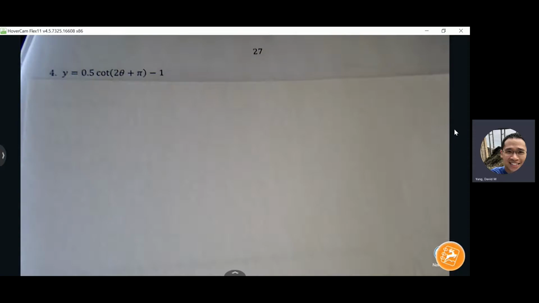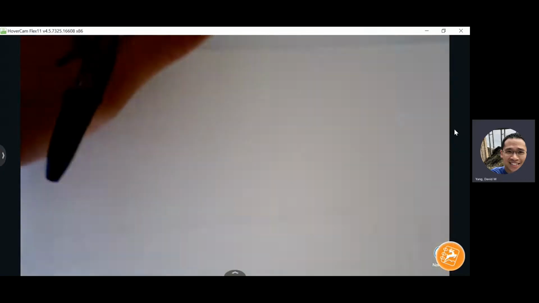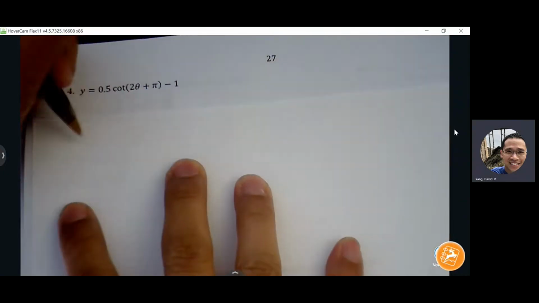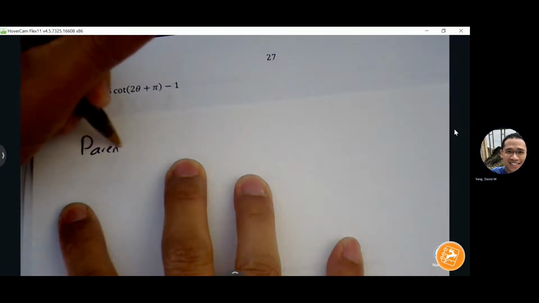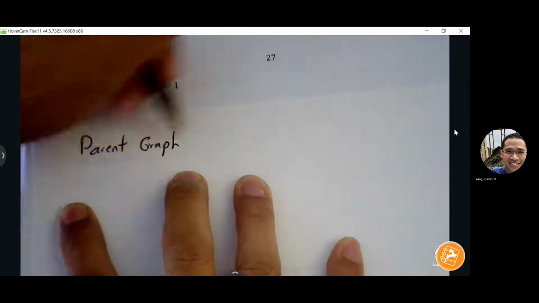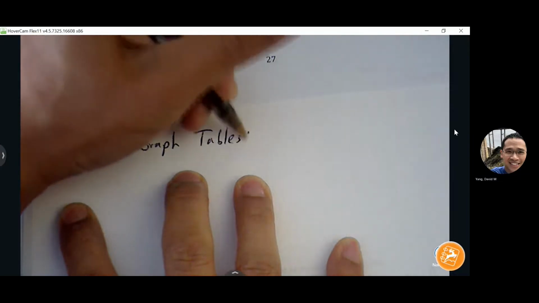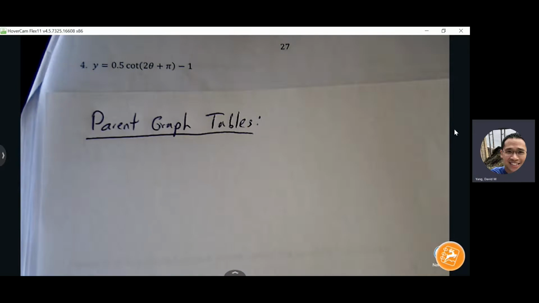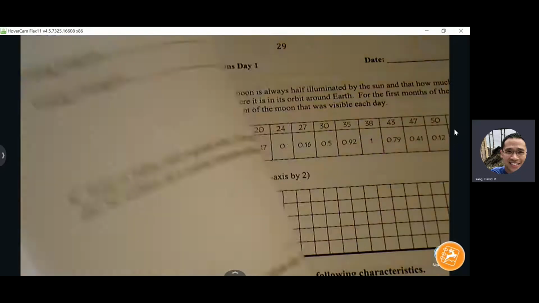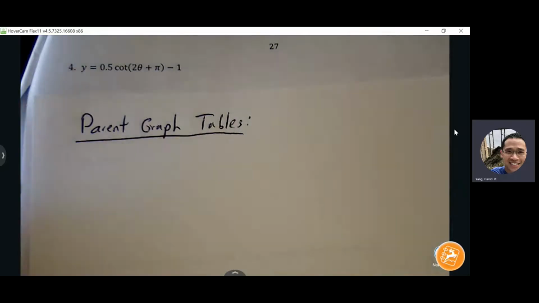So if you guys can find any room on your packet, I just want to make sure that we can get these memorized so that we don't make these mistakes on the test. So parent graph. Okay, parent graph tables. Again, just find any space that you can in your packet, somewhere between page 26 and 27 where our test review is, or maybe even 25, 24, or on any separate sheet.